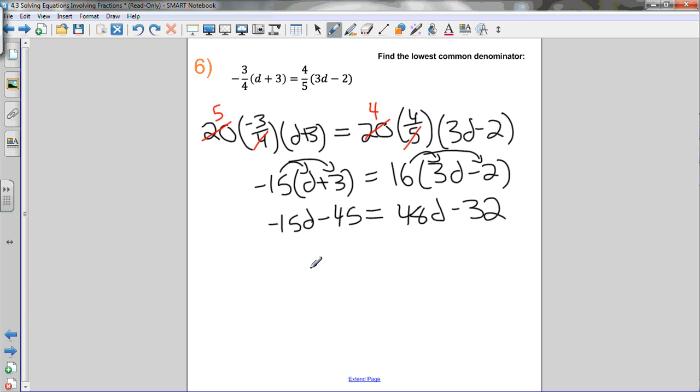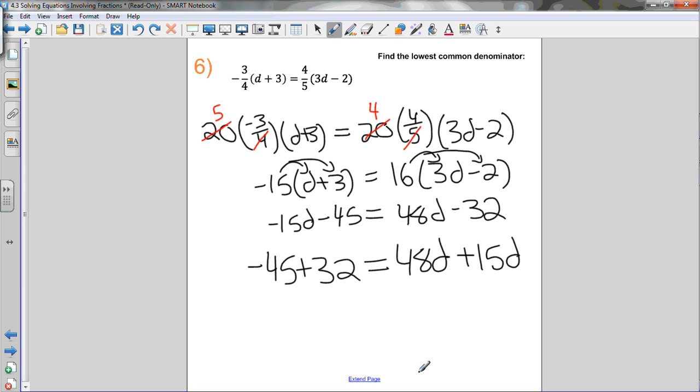Okay? So let's collect our variable terms to the right and bring all the constant terms to the left. So what I'm going to do on the left, I'm still going to have negative 45. I'm going to bring this negative 32 to the left. It'll become plus 32. On the right, I have 48d. And I'm going to bring this negative 15d to the right. It's going to become plus 15d. Now I'm going to simplify this. So negative 45 plus 32 will give me negative 13. And 48 plus 15 will give me 63d.